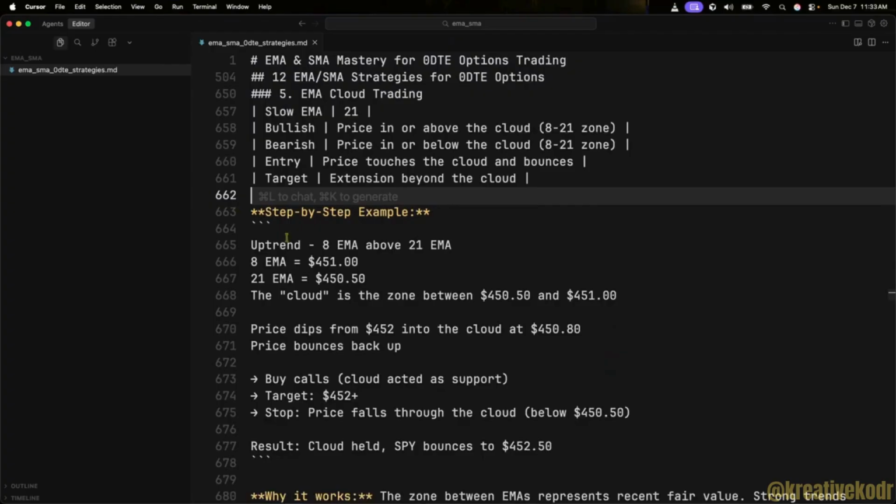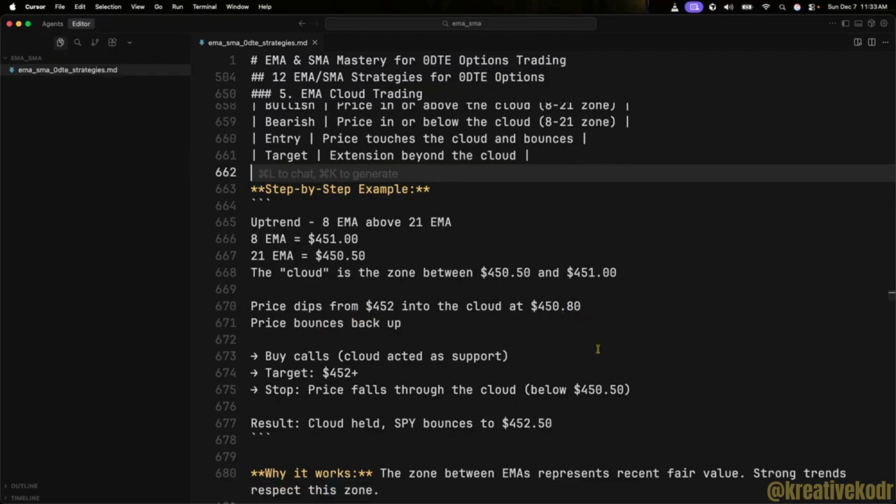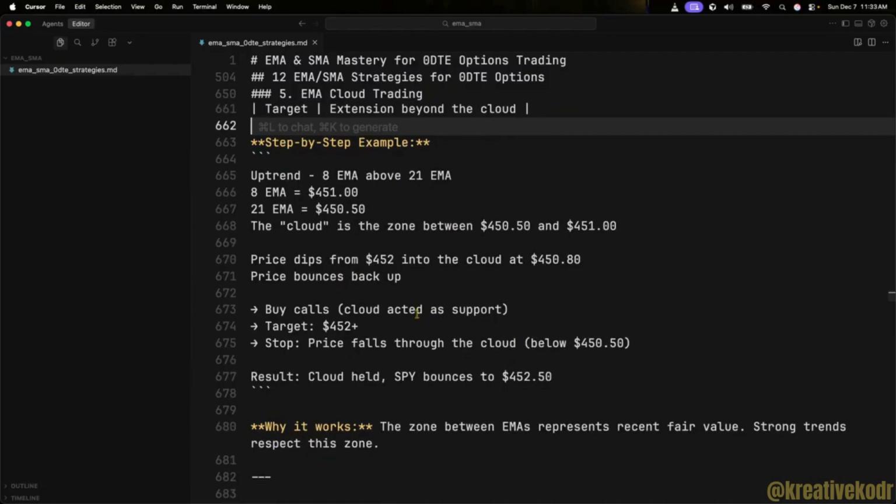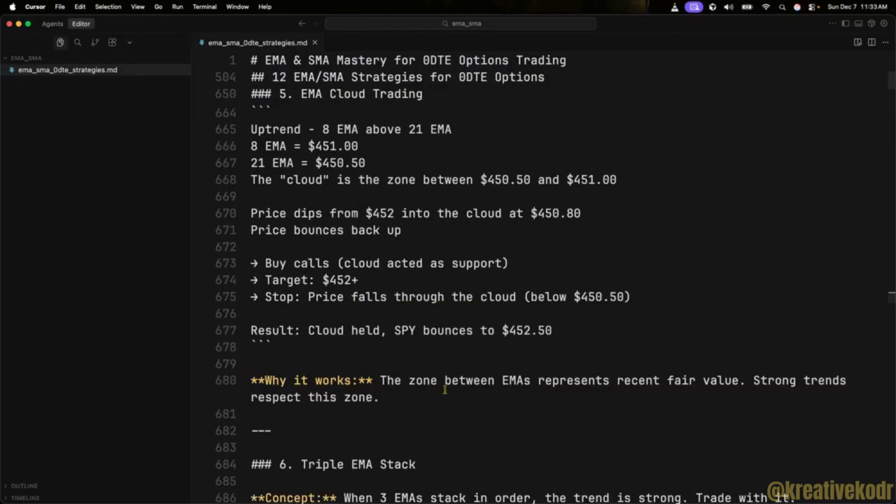Here's an example. In an upward trend the 8 is above the 21, so say 451 and 450. The cloud is the zone between 450 and 451. If the price dips from 452 into the cloud at 450.80, then we expect the price to bounce back up. We buy calls as the cloud acts as support, and our target is 452 plus. Our stop is when the price falls through the cloud. Why this works: the zone between the EMAs represents recent fair value, and a strong trend respects this zone.